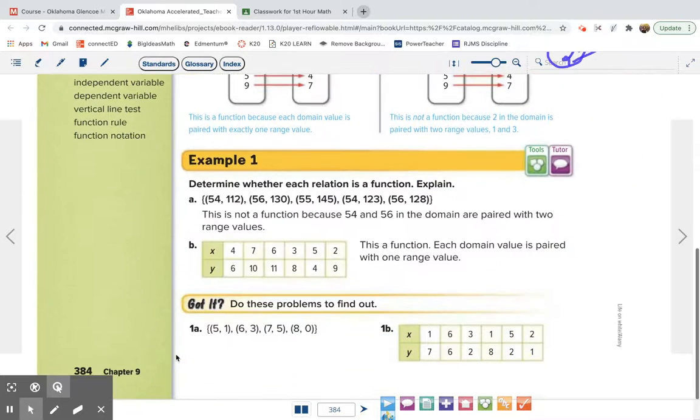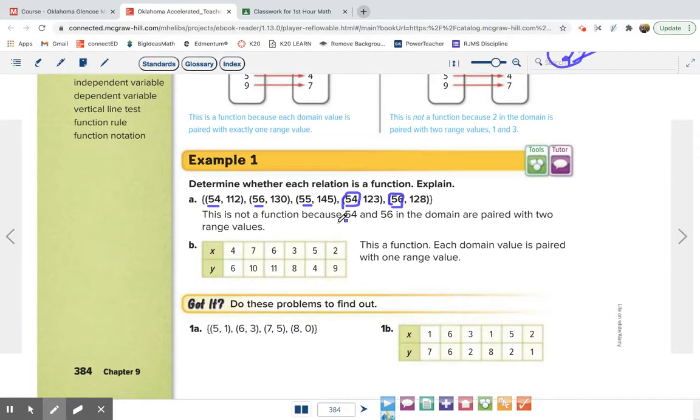Okay, so this first example says determine whether each relation is a function and explain. So to determine if it's a function or not, we look at those x values. So on A, I have 54, 56, 55, another 54, and another 56 on this one. So this is not a function. And they put because 54 and 56 in the domain are paired with two range values. You could also say because 54 and 56 are there more than once. That would work too.